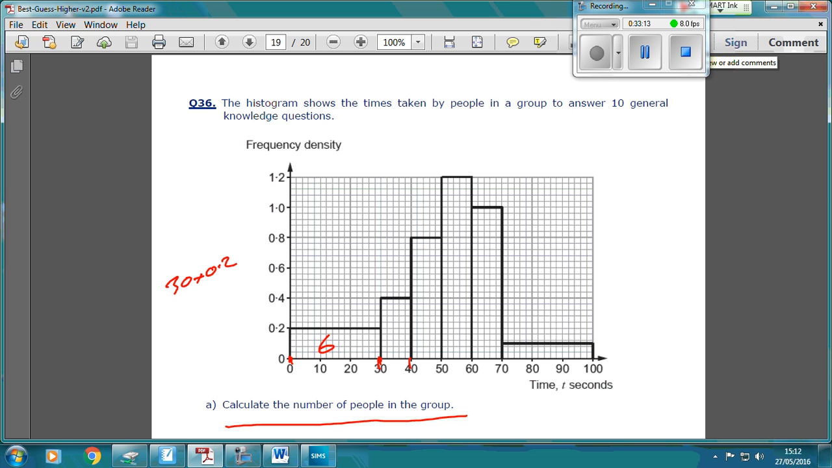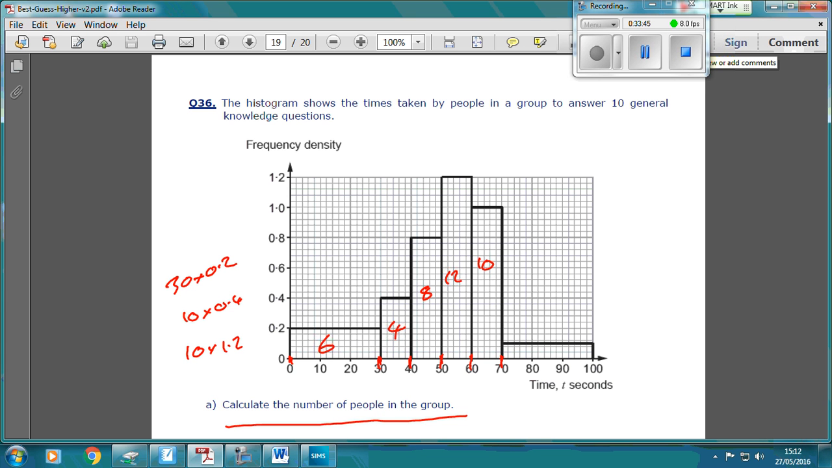Next, we've got a width of 10 and a height of 0.4. So 10 times by 0.4 is 4. So that bar represents 4 people. Next one, we've got 10 times by 0.8. So 10 times 0.8 is going to be 8. Next one, we've got 10 times by 1.2. So 10 times by 1.2 equals 12. Again, we've got a width of 10, and the height is 1. So 10 times by 1 is going to be 10.